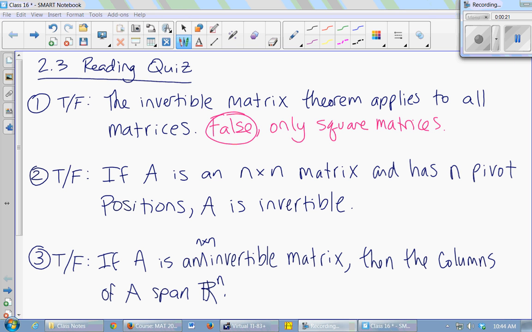If A is an n by n matrix, so it is square, which means the invertible matrix theorem does apply. If it has n pivot positions, then A is invertible. It's true. And if A is an n by n invertible matrix, so we know it's square, we know it's invertible, can you conclude that the columns of A span Rn? Yes, that's one of the many things in the invertible matrix theorem that's equivalent to A being invertible.